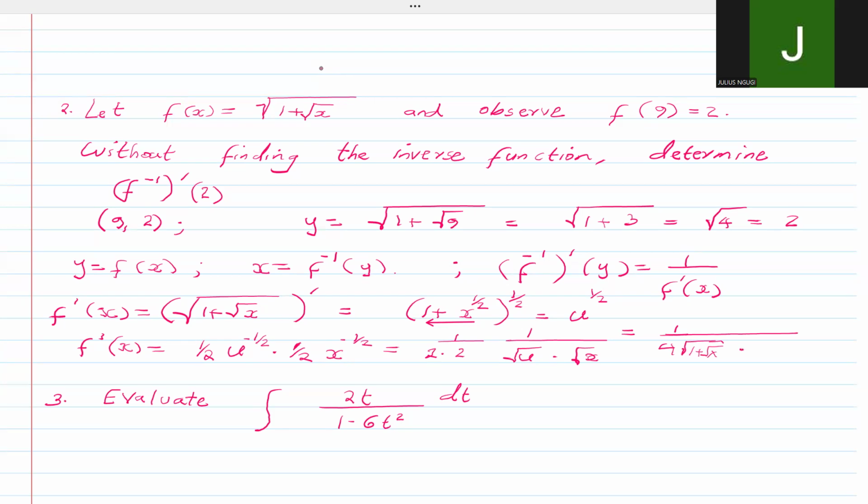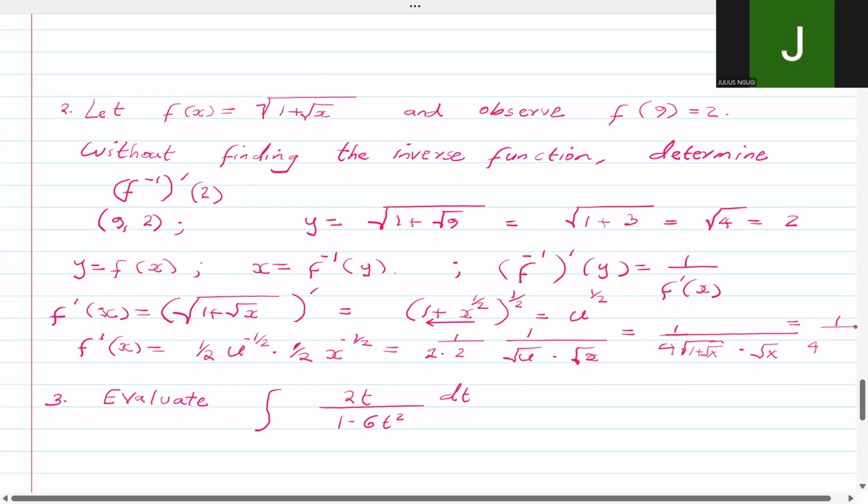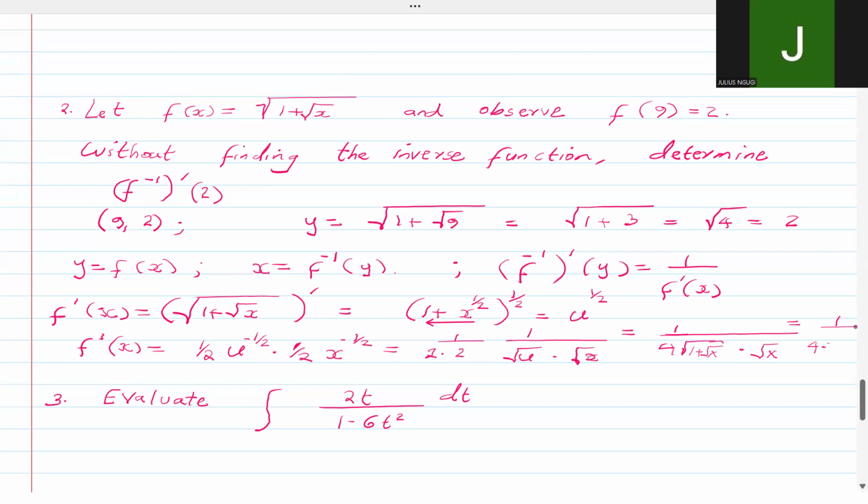Then you multiply by the root of x. If you substitute the x, you get 1 over 4 times 1 plus root of x, which is 9. So you get 1 plus, that is 2, then you multiply by 3. So you get 1 over 24. Sorry for having all these written in the same place, 1 over 24. So that is f prime of x.